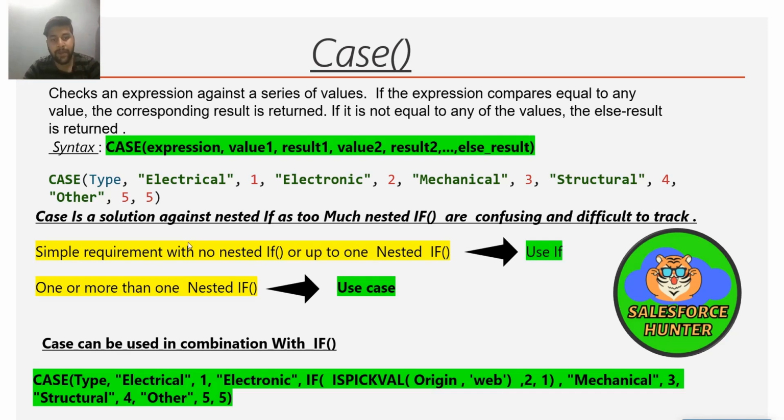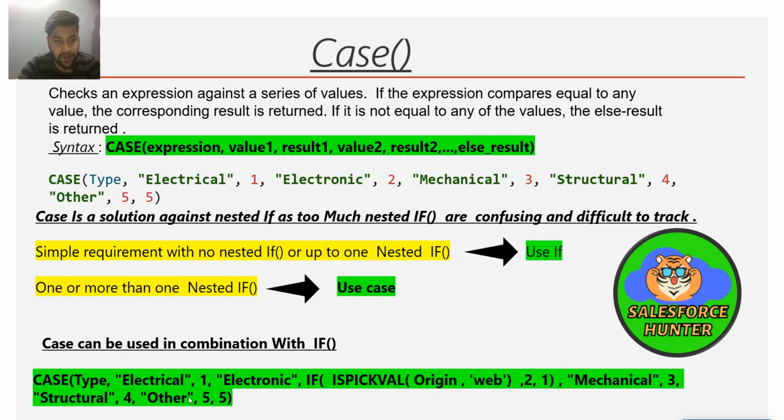So there are two pointers to help you understand whether you need to go with the if or with the case. If there is a simple requirement with no nested if, you need to use if. But if there is only one nested if, there is not a big complexity there. Even in that case you could use if or case. That is not a big issue. If there are more than one nested if, then I suggest you go with case, and basically use the case function. Now case could also be used in combination with the if statement.